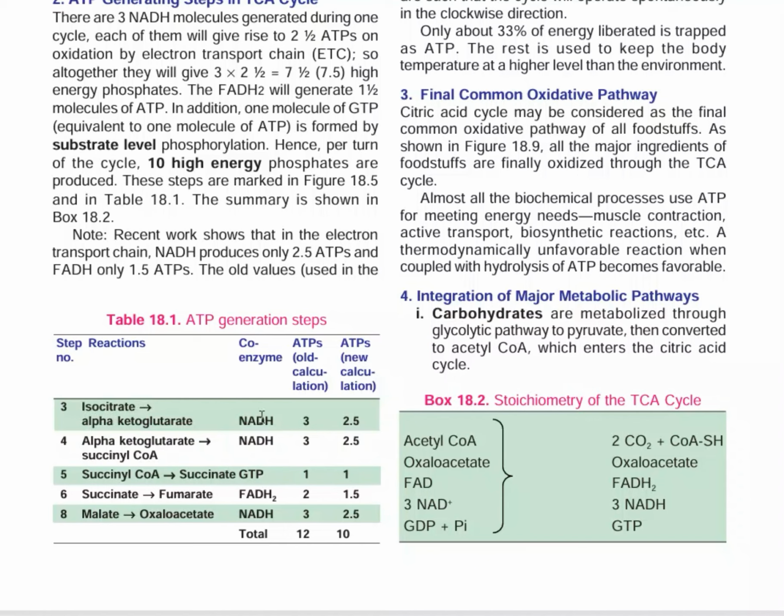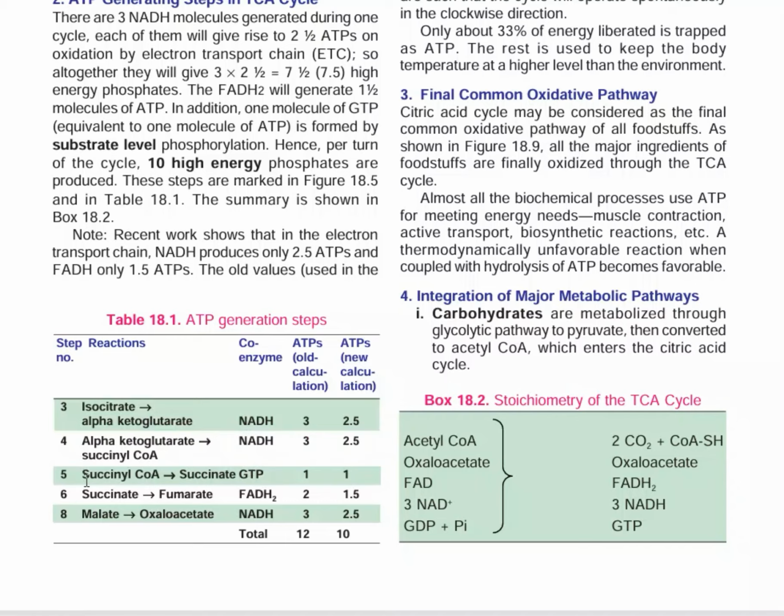One NADH is also generated here, and we know that when one NADH enters into the electron transport chain, it will produce 3 molecules of ATP as per the old calculations and 2.5 molecules of ATP as per the new calculations. And second, in step number 4, alpha ketoglutarate is converted to succinyl-CoA. Here also one NADH is generated, and in the same way it will produce 3 and 2.5 ATP.